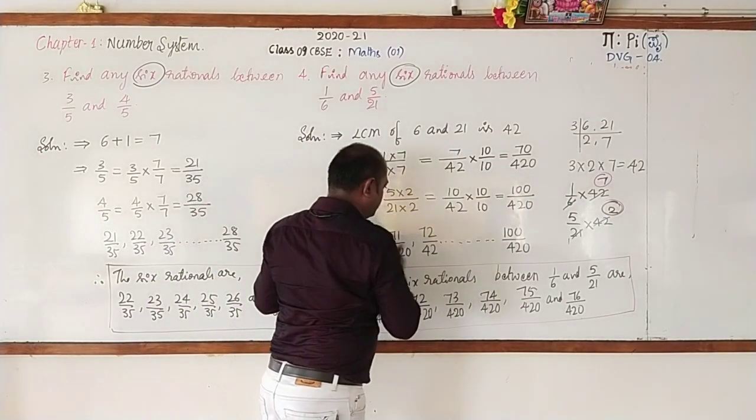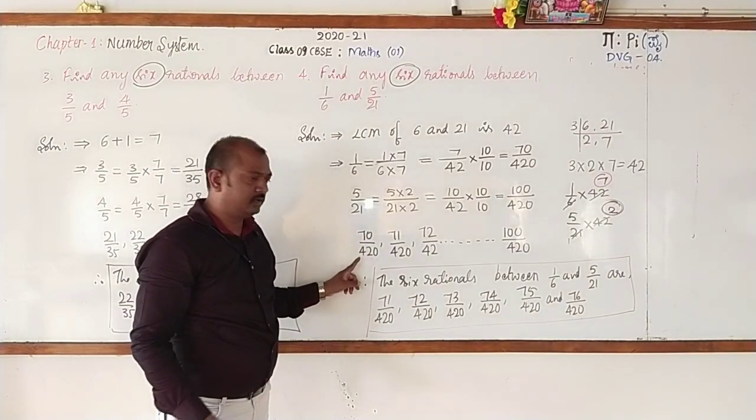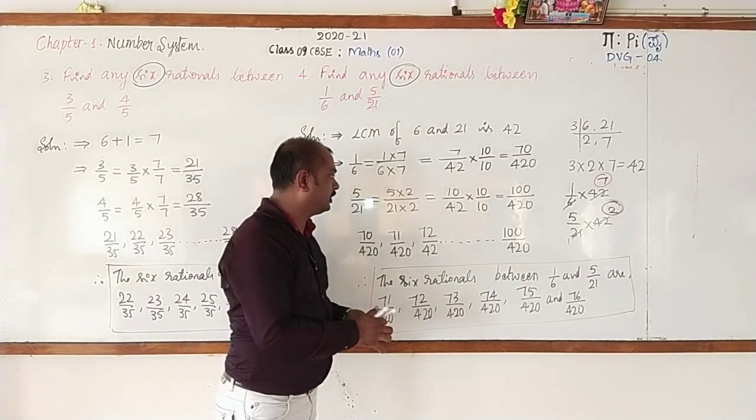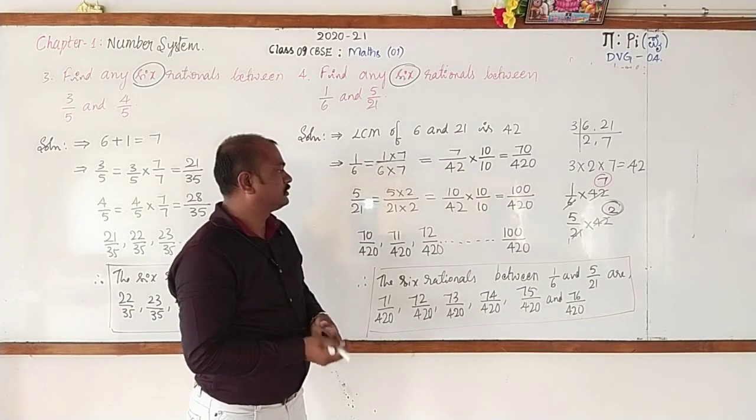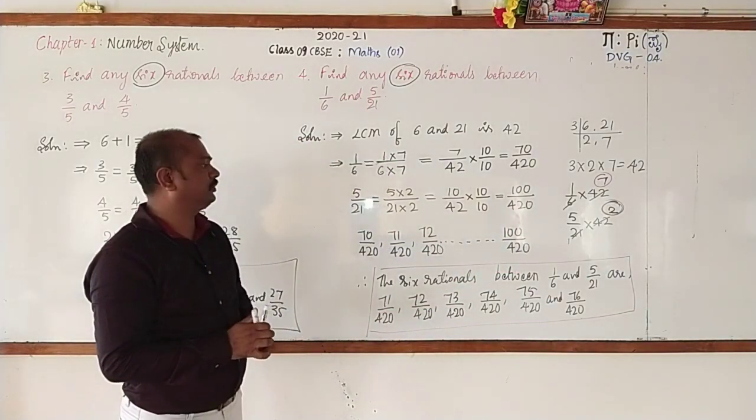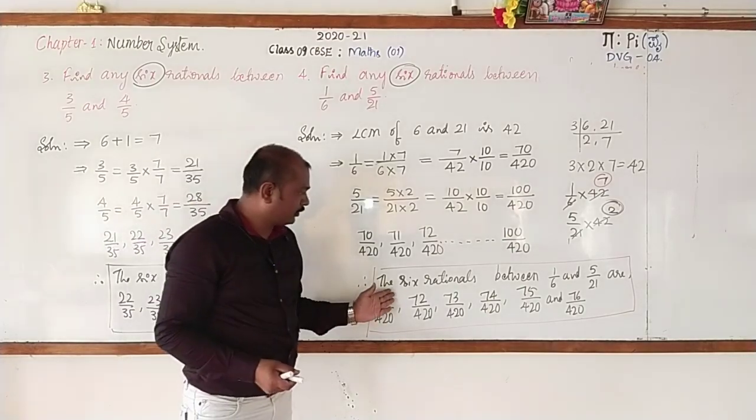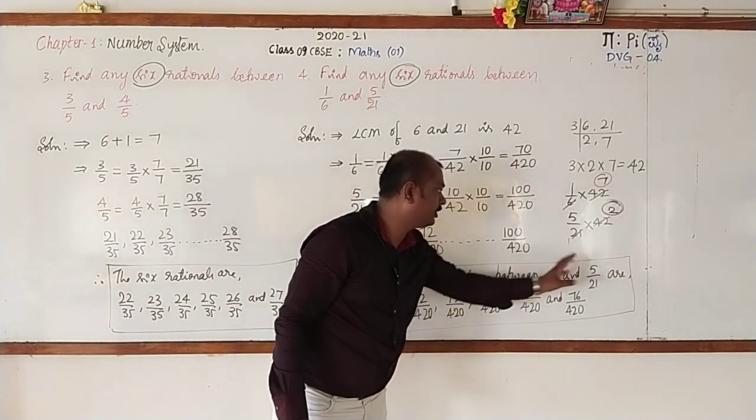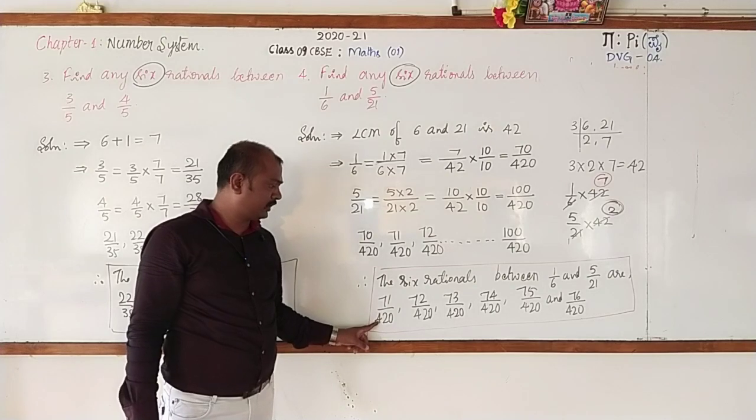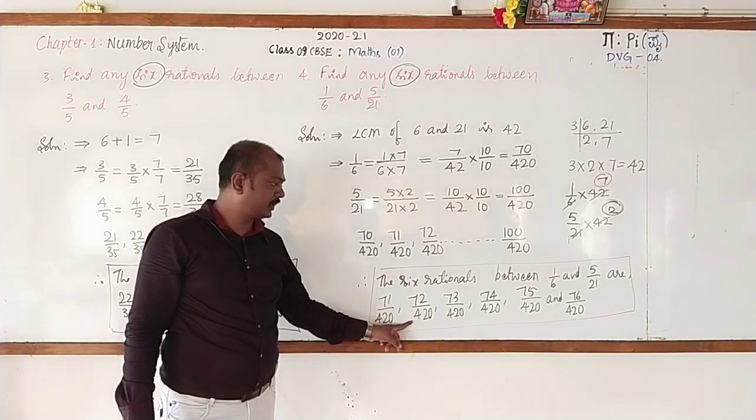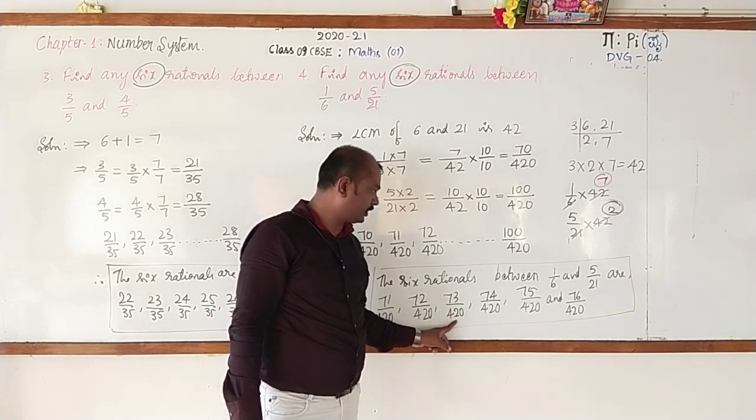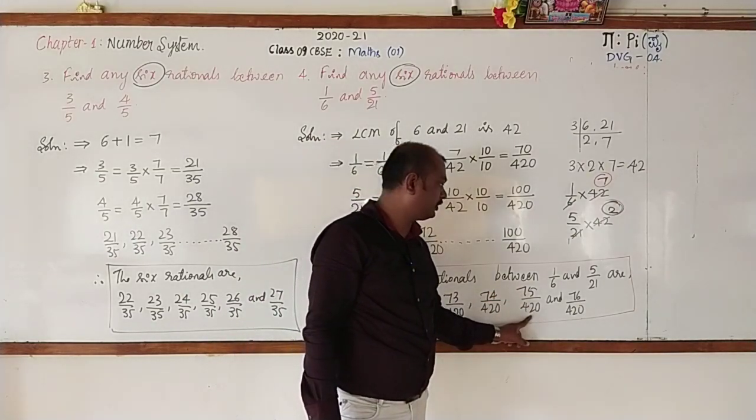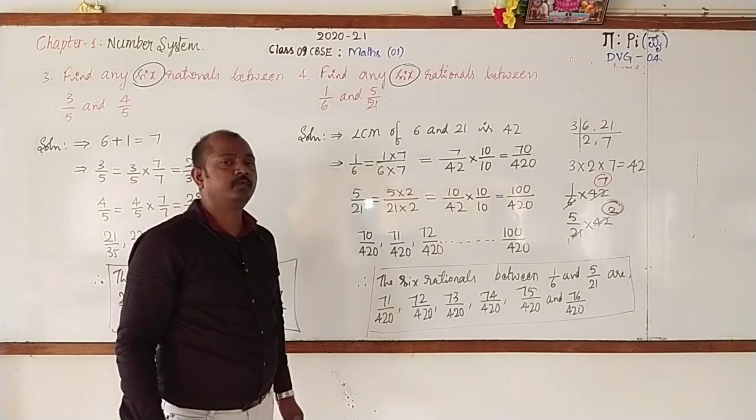Now, between these two, many are there. You can copy this. 70 by 420, 71 by 420, 72 by 420, and so on, 100 by 420. Therefore, the 6 rationals between 1 by 6 and 5 by 21 are 71 by 420, 72 by 420, 73 by 420, 74 by 420, 75 by 420, and 76 by 420.